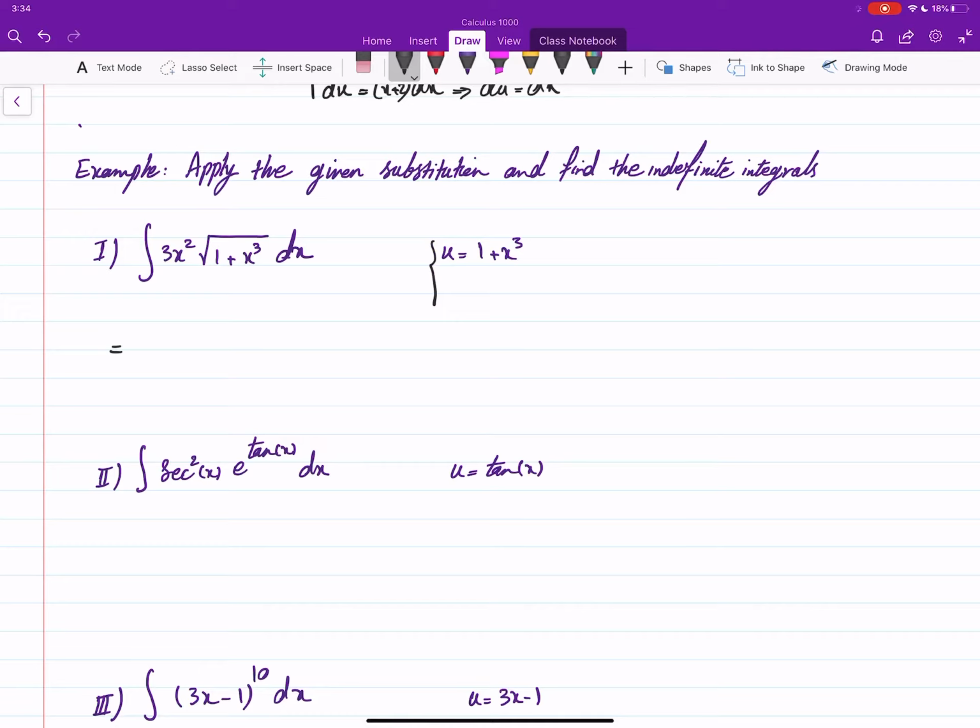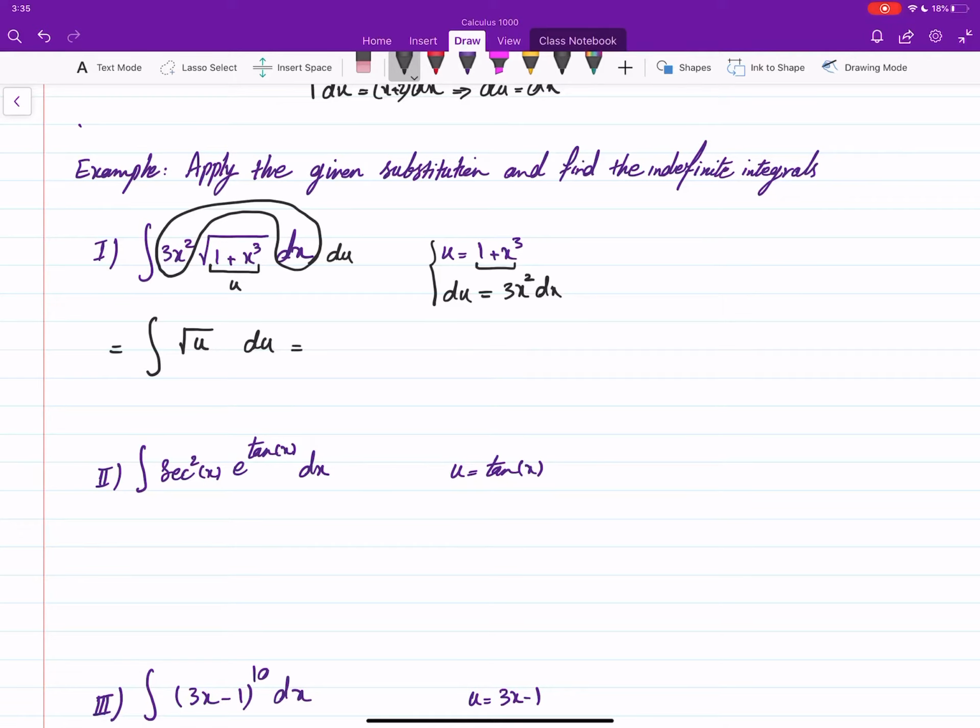Here, I know that this part is u, so I have a square root of u. But what about du? Well, du and dx are related: du is going to be the derivative of 1 plus x cubed, which is 3x squared times dx. And here you notice that 3x squared times dx is here, so for that part I will put du. Inside the integral, I have root of u. So I turned the x integral into a u integral.